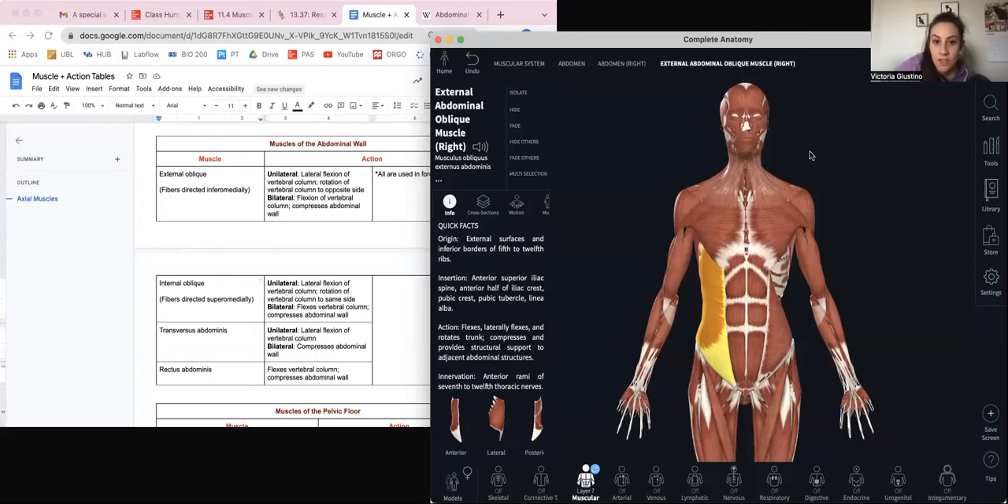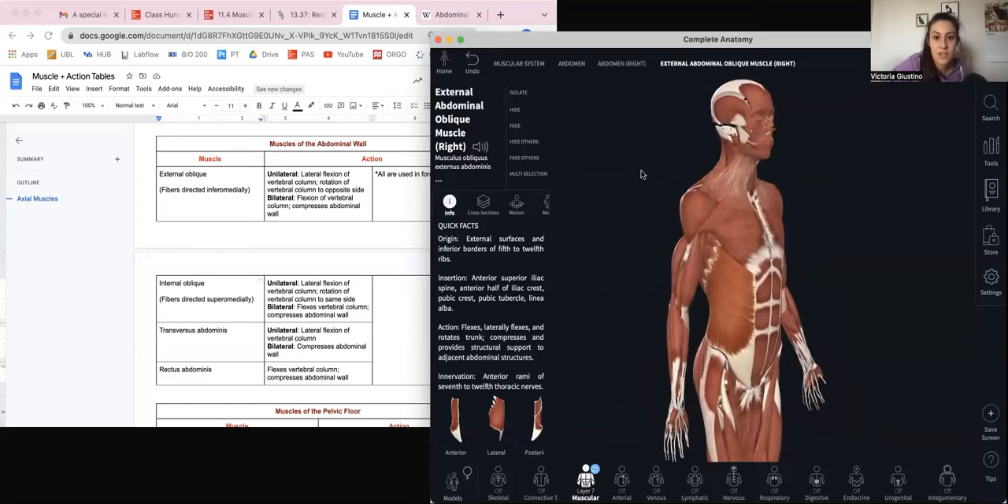So now moving on to our muscles of the abdominal wall, we looked at 4. And so bilaterally, when all of these are contracting, you're going to get flexion of the trunk: crunches, doing sit-ups. Those are all going to be your abdominal muscles.